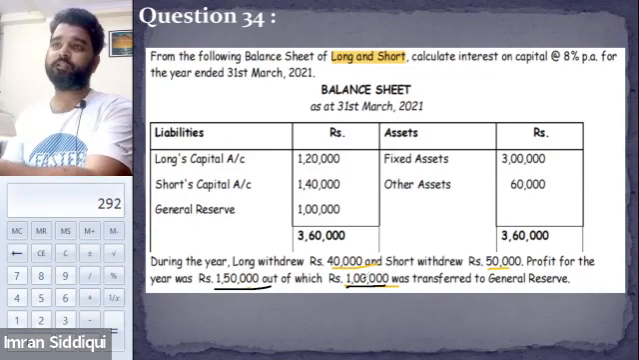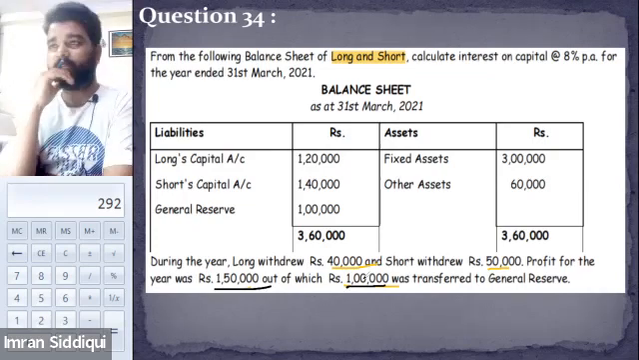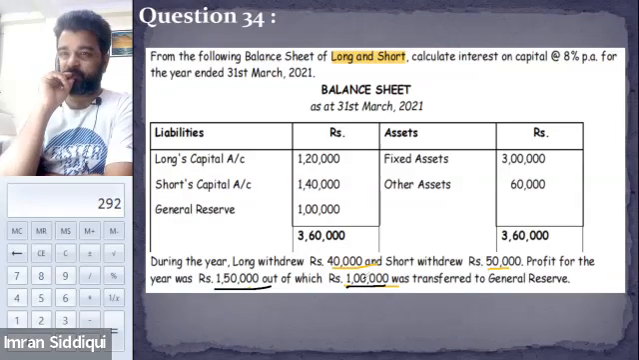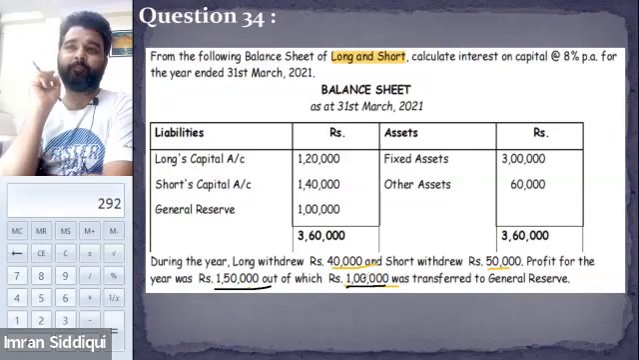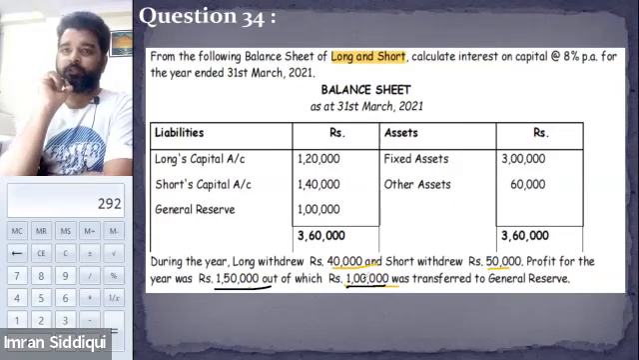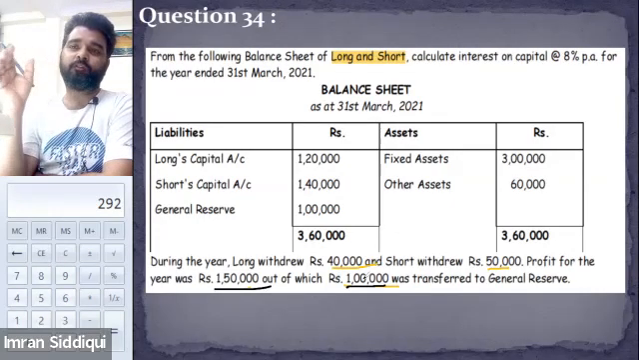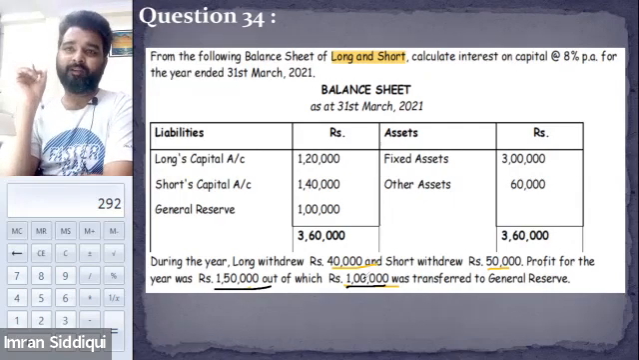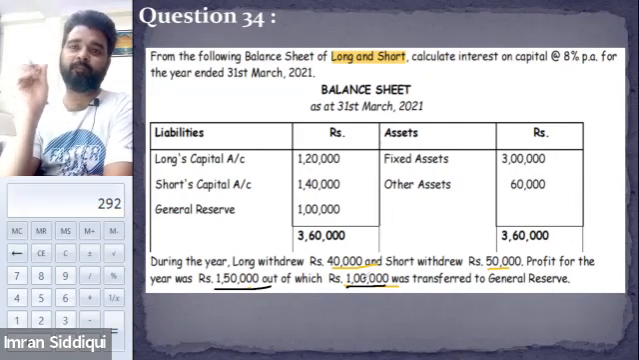So first of all, guys, in order to calculate interest on capital at 8%, firstly, we will have to find out the opening capital balances of the partners, right? Since the balance sheet is given in this question, and the balance sheet is saying that Long's capital account is 1,20,000, Short's capital account is 1,40,000. That means the capital balances of Long and Short are given to you, right? But these balances are not the opening balances.